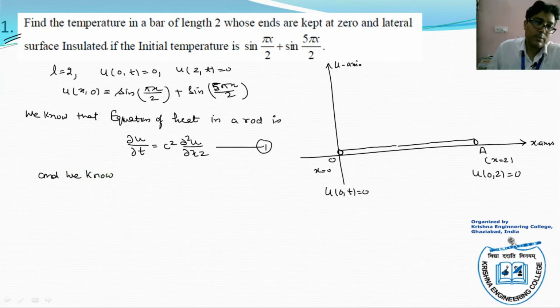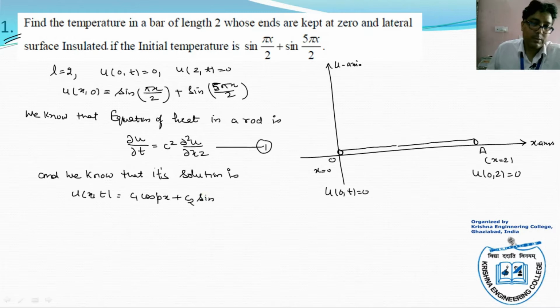And we know that its solution is u(x,t) is equal to (c1 cos px plus c2 sin px) into c3 e to the power minus c square p square t. This is the solution of this equation.